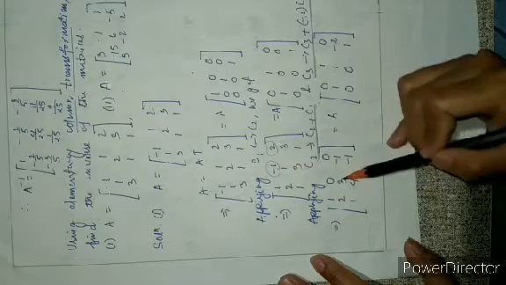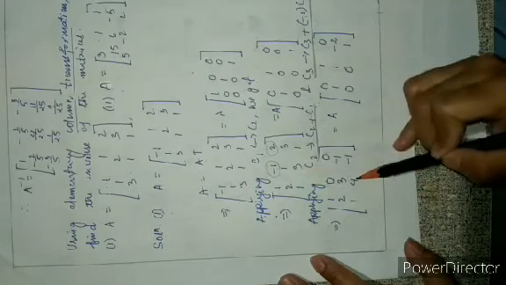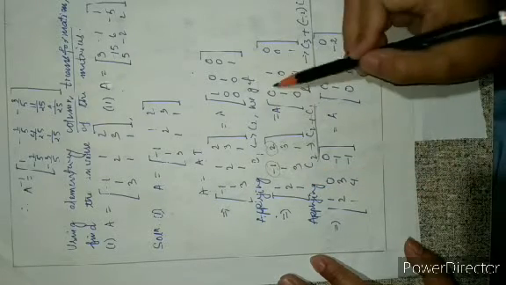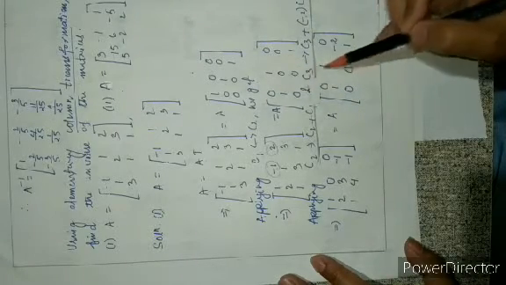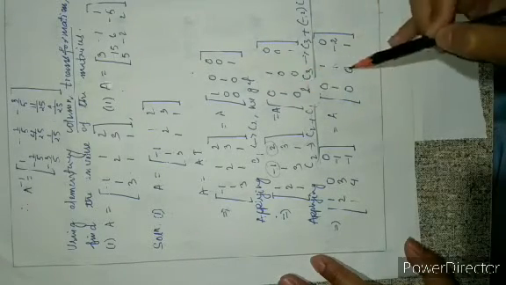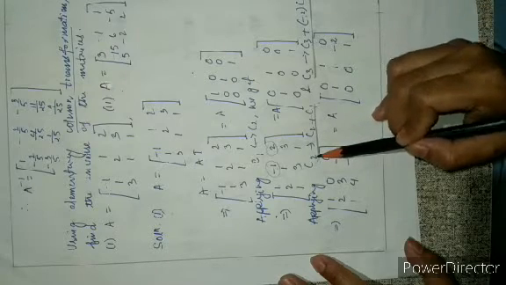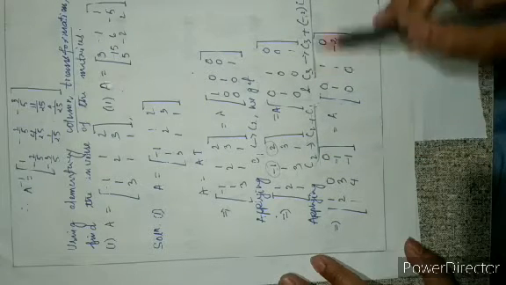2 plus 1 is 3. 1 plus 3 is equal to 4. Similarly, 0 plus 1 is 1. 1 plus 0 is 1. 0 plus 0 is 0. That is the second row and the third row.